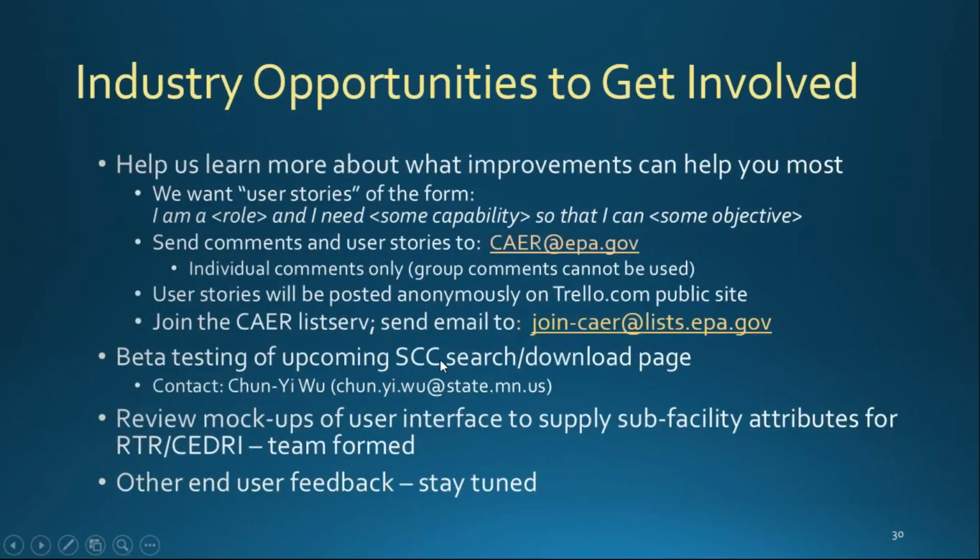Industry also has opportunities to get involved. We really want to hear user stories that help us to better understand what industry is facing in terms of having to report to all these different systems and the problems that come from that, and ideas on how that could potentially be improved. So we have set up a listserv that industry folks can send emails to, to have us capture that, and then those can get posted on our user stories on the Trello board. And again, you can join the CARE listserv.